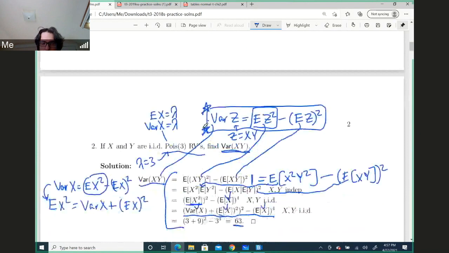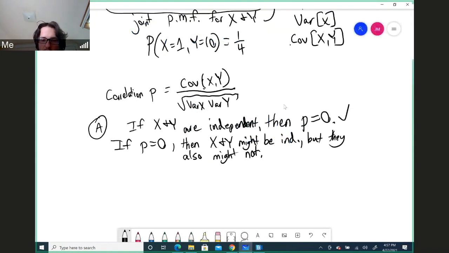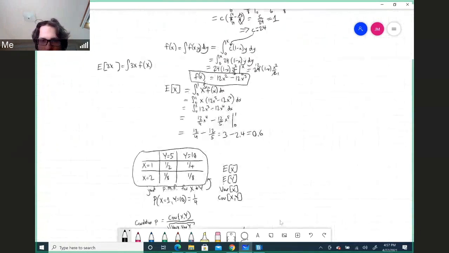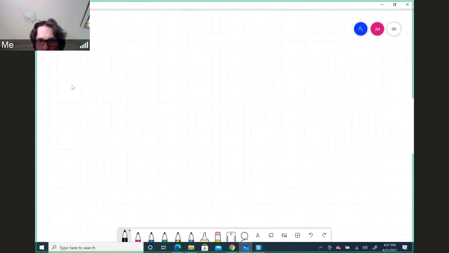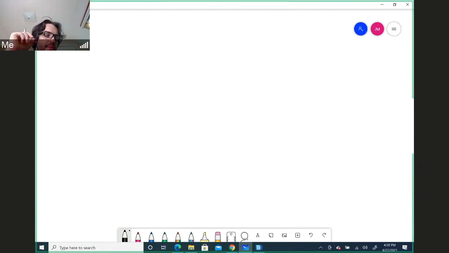Cool. Question 3. The runs up and down test is most often used to test for goodness of fit of observations. But of course, this is false because it's a test for independence. One thing I will point out is, let's see, I think I had some notes somewhere. Okay, well, I'll write some notes. One thing I want to just briefly touch on is the different types of tests.